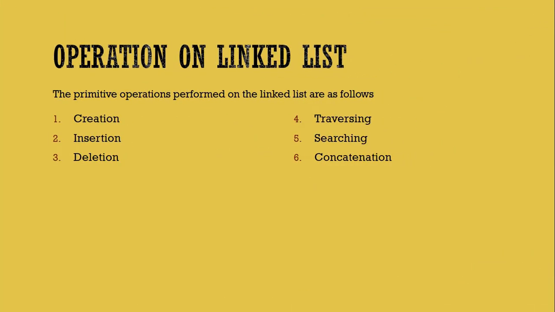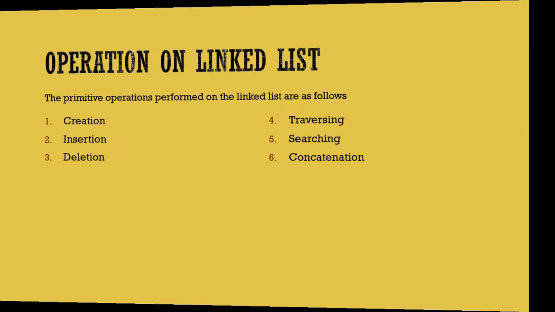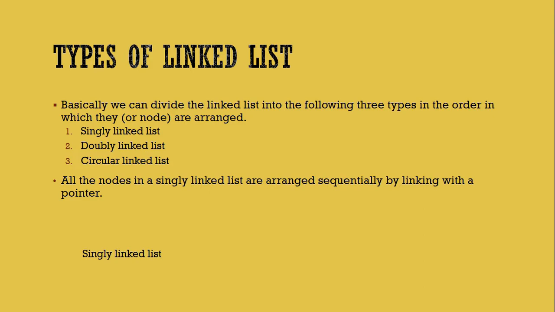What are the basic operations, primitive operations which can be performed on linked lists? You can create nodes, you can insert nodes at the beginning, at the end, at any position. You can delete from the beginning, from the end, or from the middle positions. You can traverse or display nodes of linked lists. You can search a data item. You can concatenate two different linked lists together.